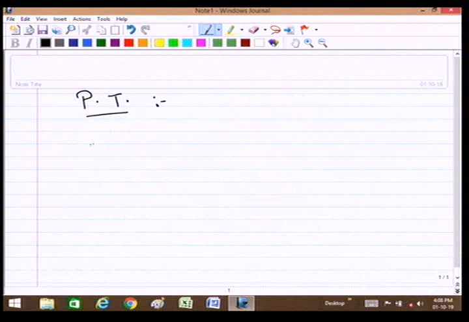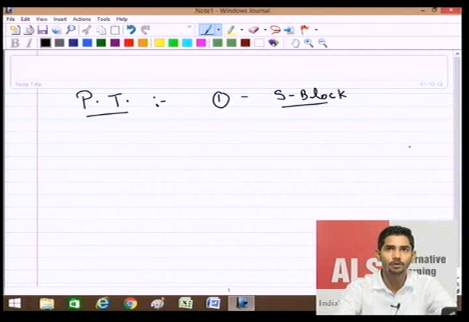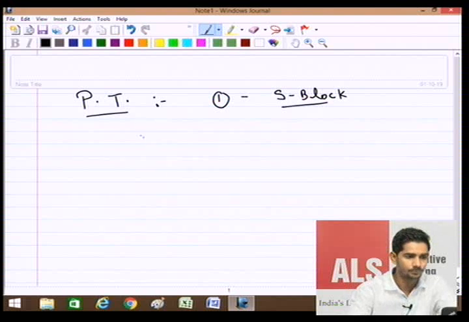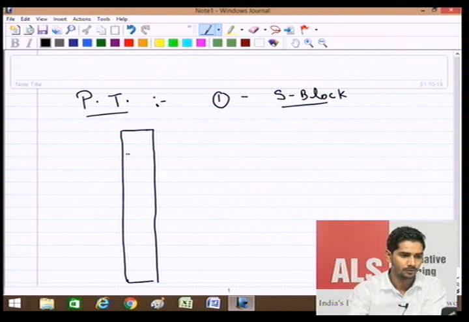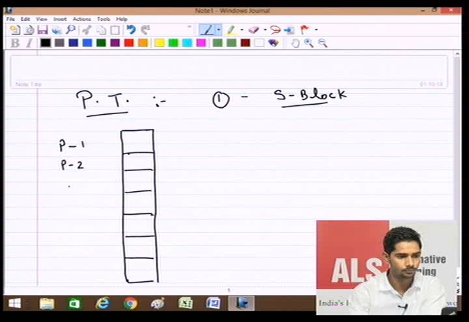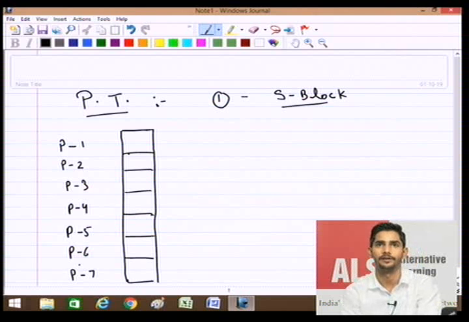In the periodic table, the first block is S block. Guys, please do not copy this. First of all, observe this, and after that I'll give you time to copy it. So, see how to draw this one. At last, we will compile that. See, there should be 7 boxes: 1, 2, 3, 4, 5, 6 and 7. Then this is your period 1, period 2, period 3, period 4, period 5, period 6 and then period 7.